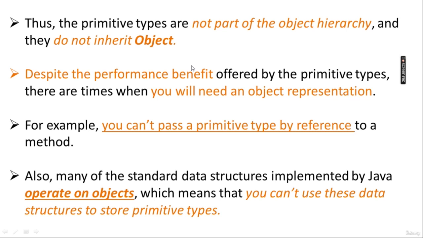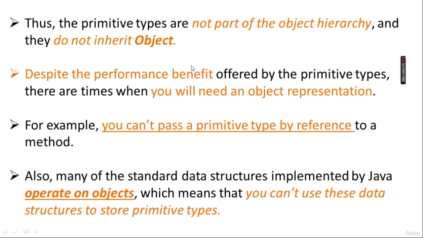Despite the performance benefit offered by the primitive types, there are times we will need an object representation. Only for the performance benefit are we not using them as objects, to save our effort and save CPU time. But still there are times where you will need an object representation of these primitive types.